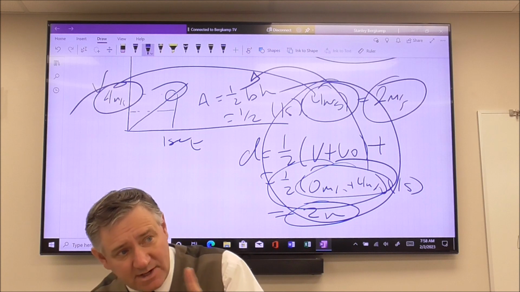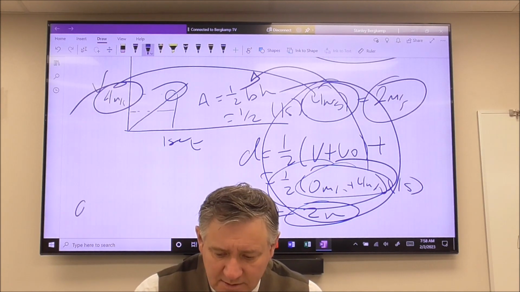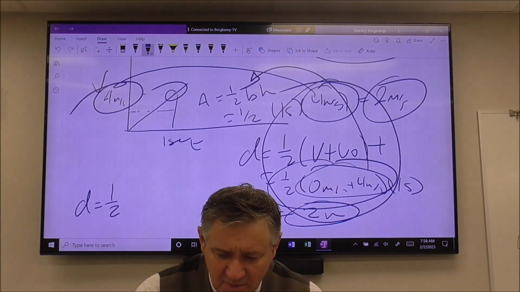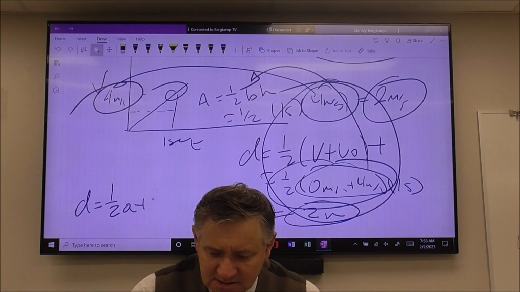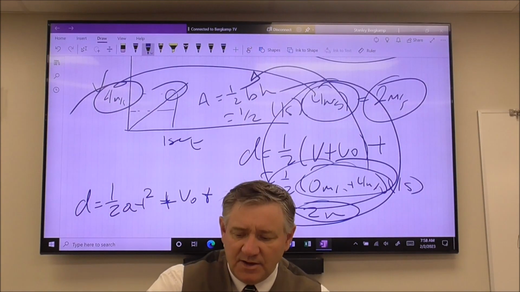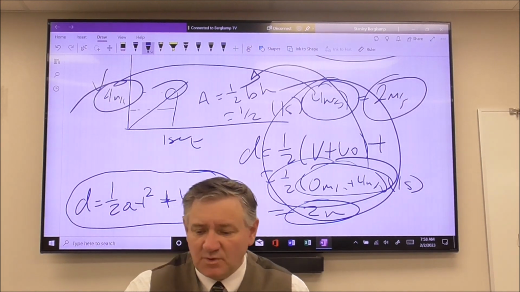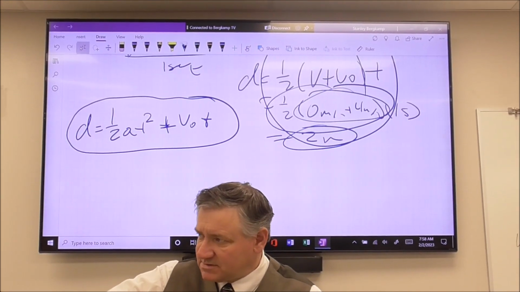So what I would recommend that you do to find out how far it went, and you'll see that this is actually more of a hidden truth: distance equals 1/2 a t squared plus v naught t. If it were me, this is the one that I would use, and here's the reason why.